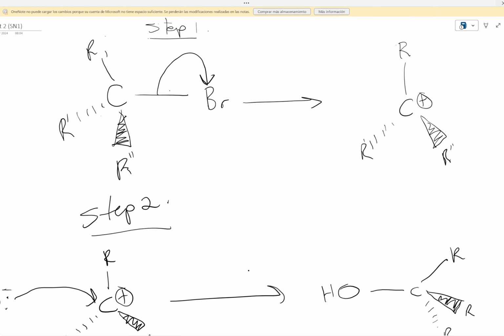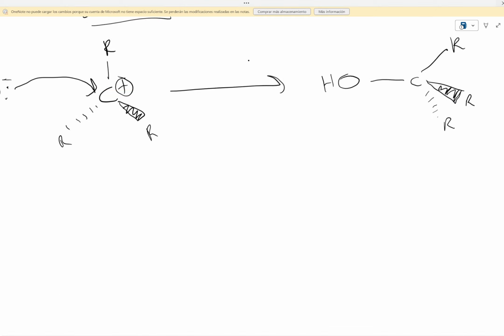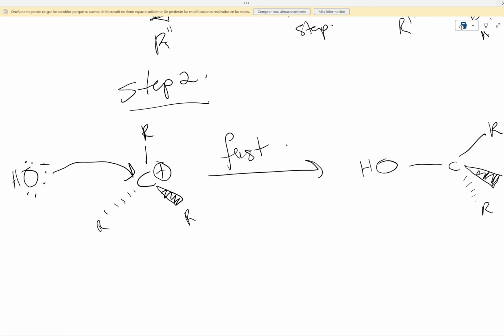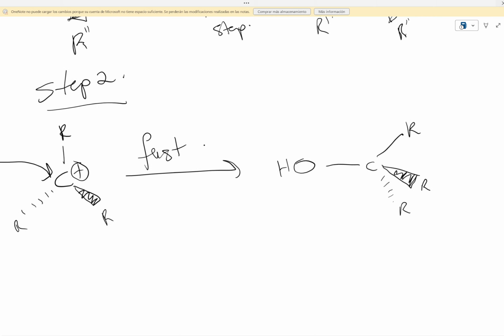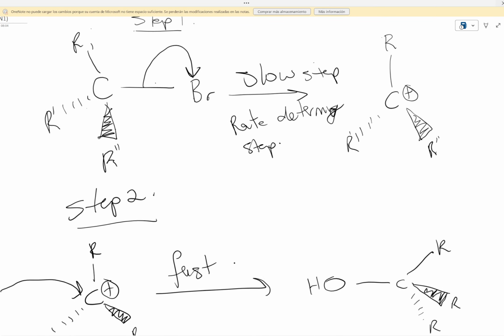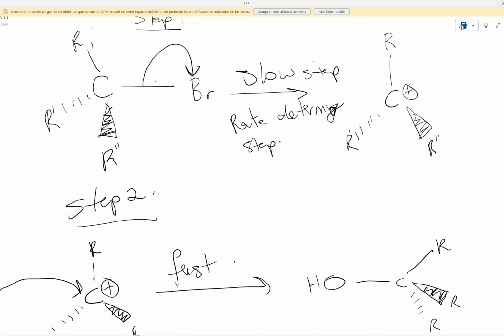So step 1 is the heterolytic cleavage of the carbon halogen bond to form the carbocation intermediate, and this is the slow step, or the rate determining step. Then we have the addition of our nucleophile, which is fast. It really only occurs in tertiary halogenoalkanes for Unit 2 chemistry, but it occurs in secondary as well.